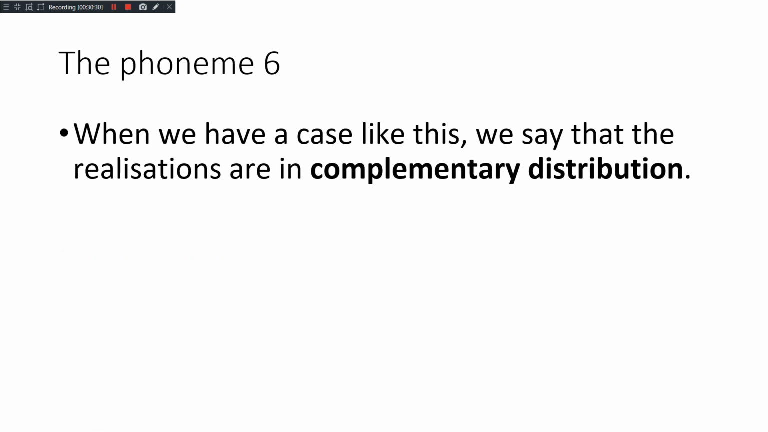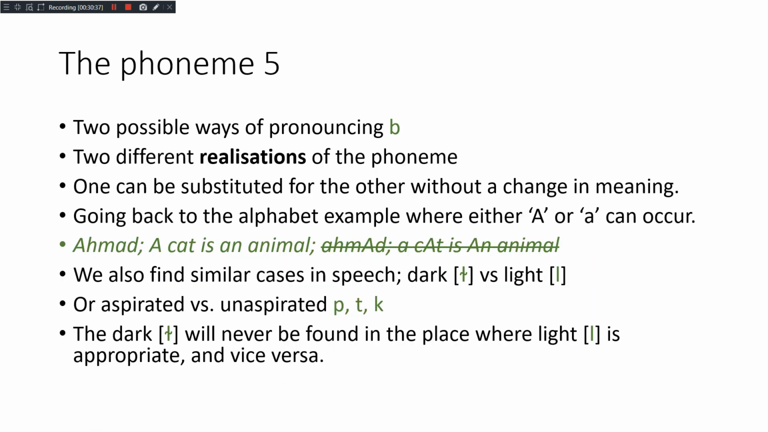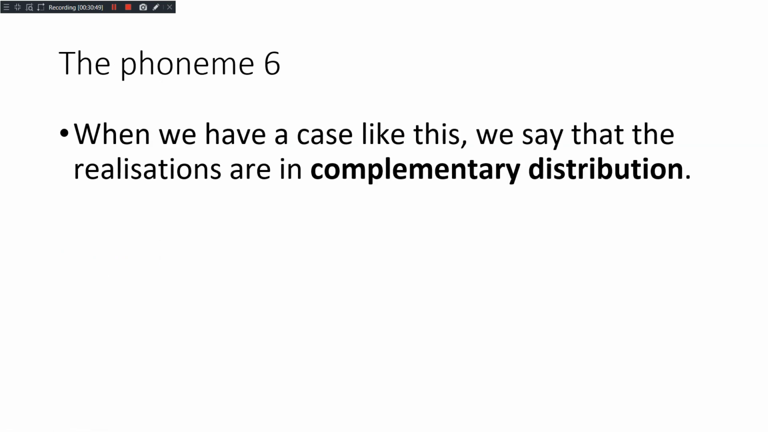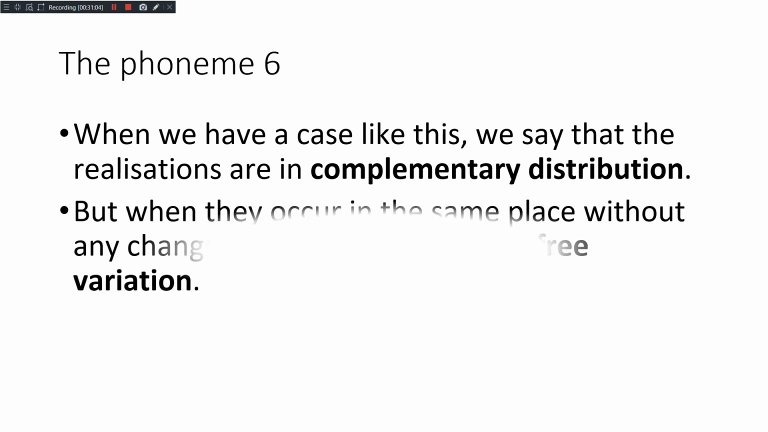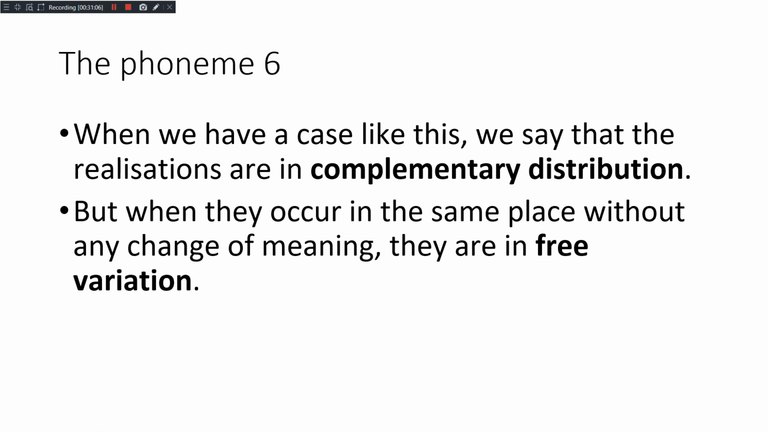So when we have a case like this, we say that the realizations are in complementary distribution, in which case the dark L will never be found in the same place as the light L. When two phonemes cannot be used in the same place, we say that the realizations or the allophones are in complementary distribution. They complement each other, but they are not used in the same place. But when they occur in the same place without any change of meaning, they are in free variation.